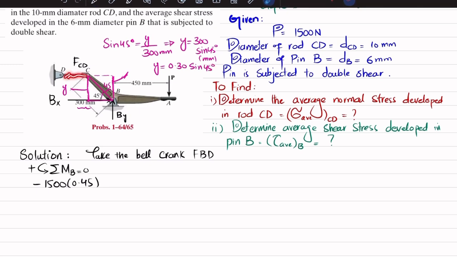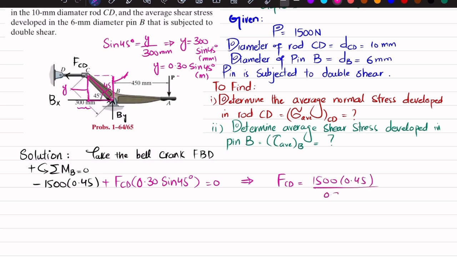Now you can see this is FCD and the perpendicular distance is this one. This perpendicular distance is producing counterclockwise moment, so it will be positive. So I can write plus FCD times 0.30 sine of 45 degrees, and the unit will be in meter. Now their sum must be equal to 0. So from here you will get FCD equal to 1500 multiplied by 0.45 divided by 0.30 sine of 45 degrees, and that will give you 3181.98 Newton.